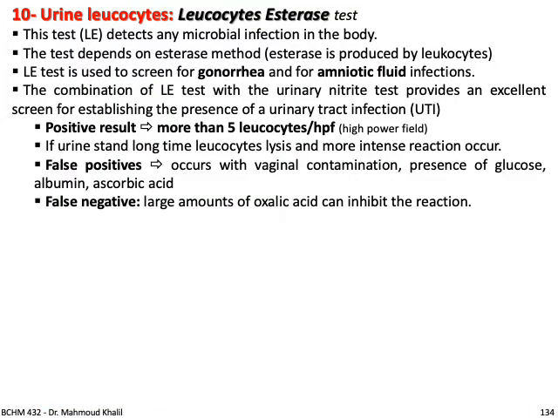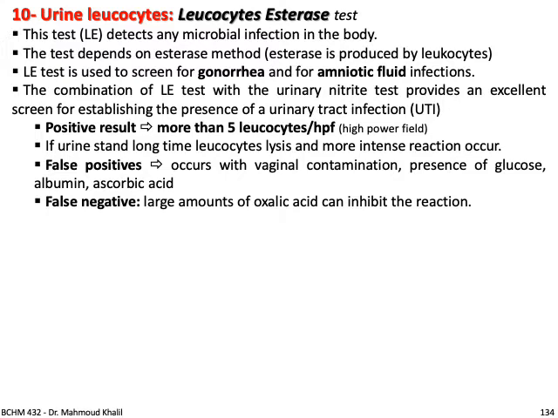Urine leukocytes. This is a test to detect leukocytes in urine. The other name of this test is leukocyte esterase. This test, LE, detects any microbial infection in the body. The test depends on the esterase method. The esterase is produced by the leukocytes.